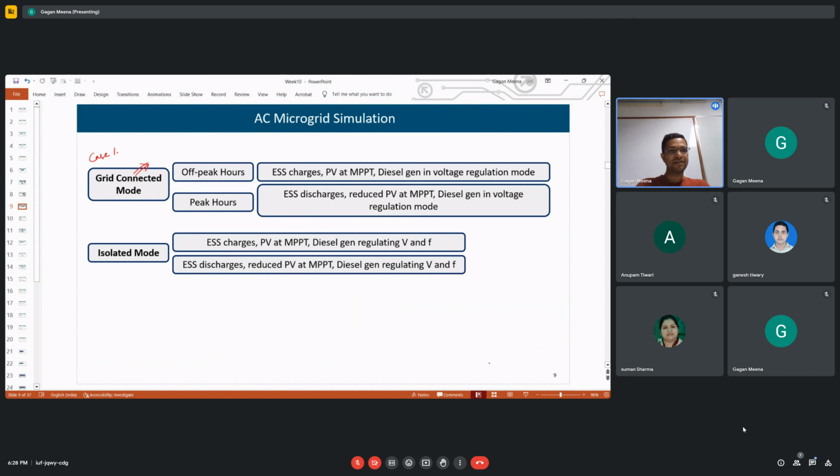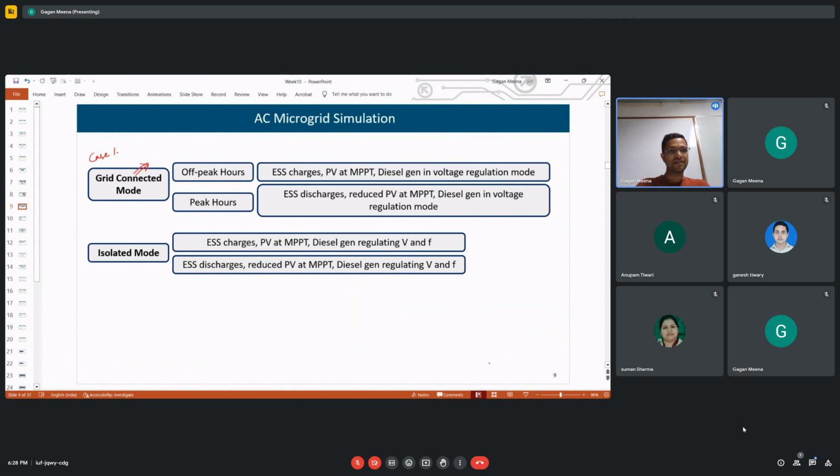And PV and wind are still operating at maximum power. So whatever reduced power they are generating, we still want to extract the maximum power from that. But that power is less than the actual load requirement, so the battery will provide the remaining power. So this is also done. Now the remaining cases are here.